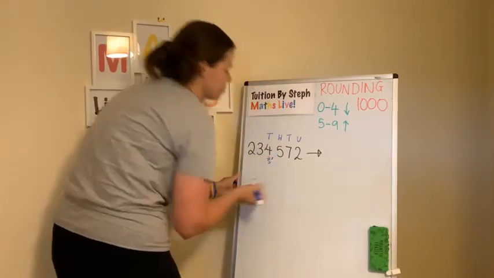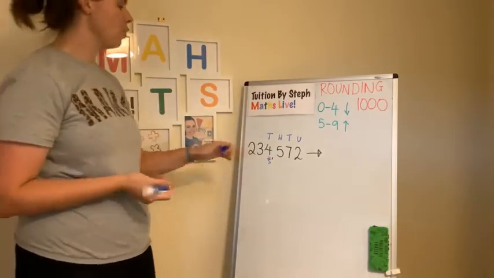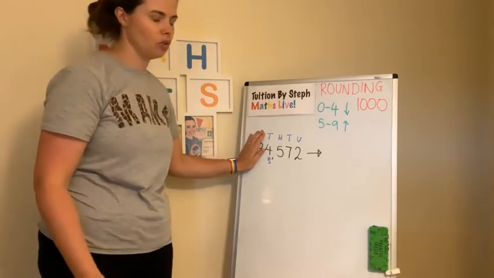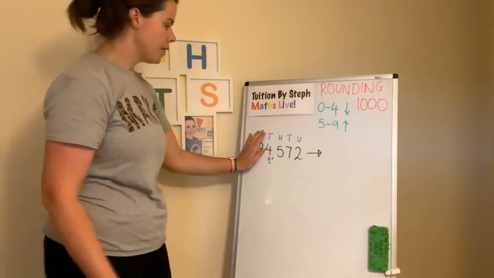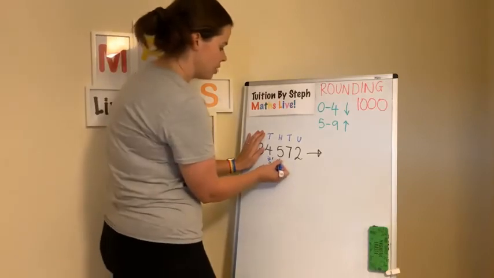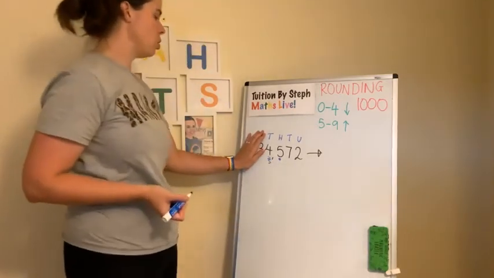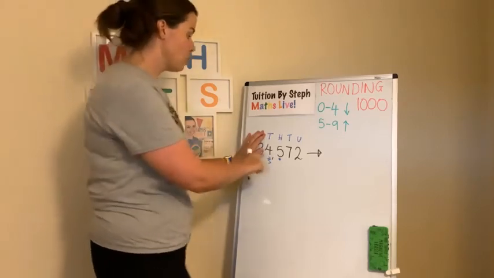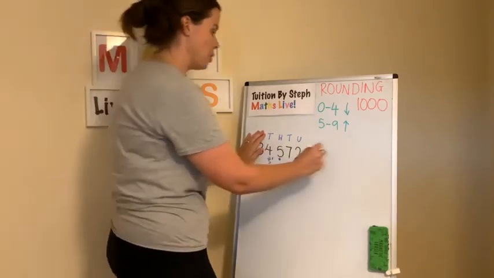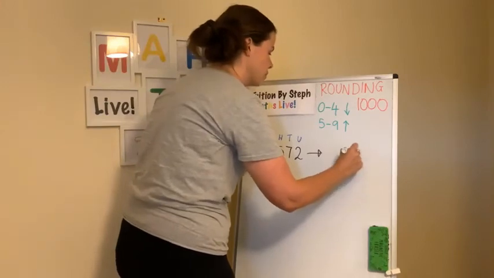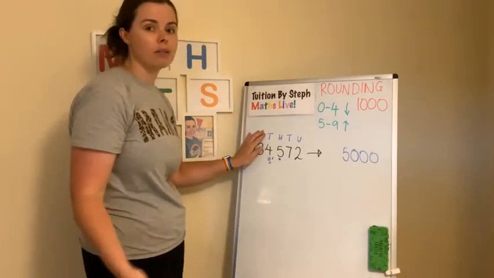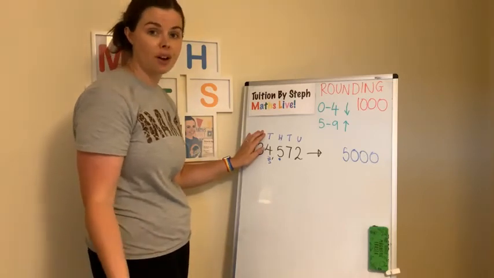It's here. We're currently in the 4,000s, so let's ignore the higher place values next to it just for a little bit. The digit to the right tells us what to do. 5 means round up, so we're not staying in the 4,000s, we're going to the 5,000s. So 4,572 rounded to the nearest 1,000 is 5,000.